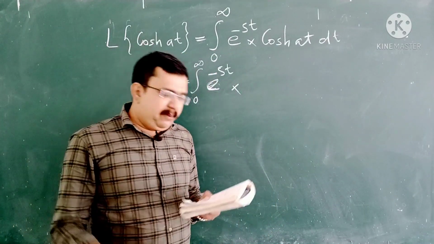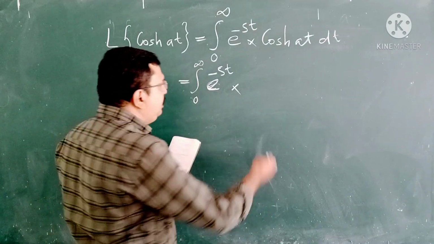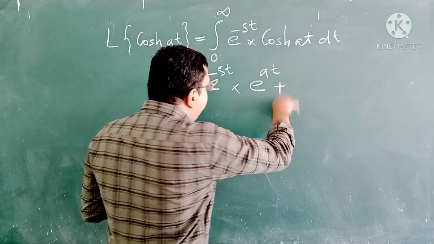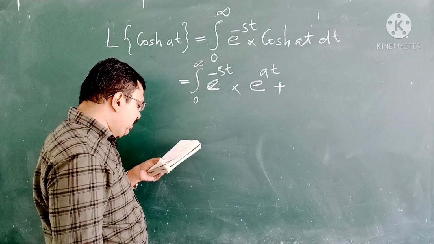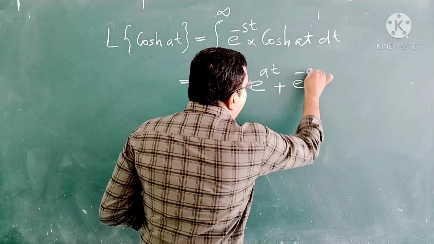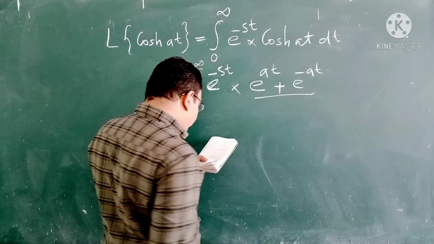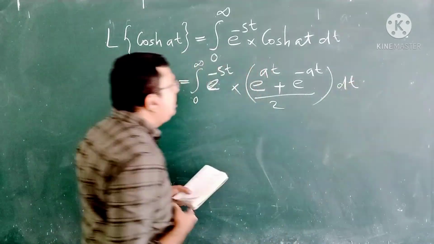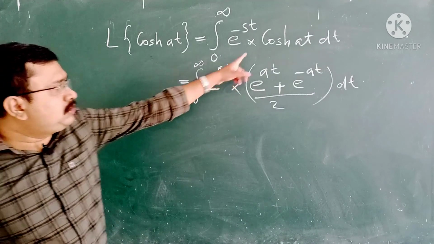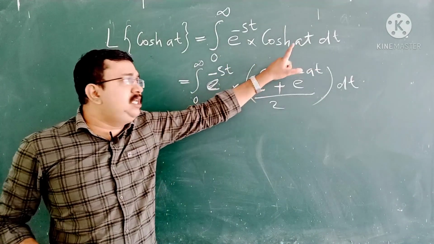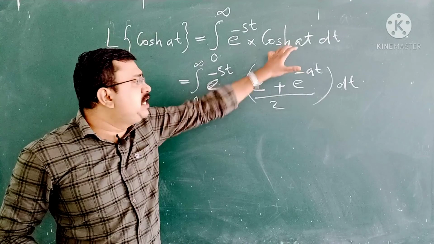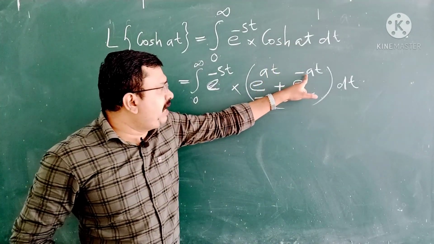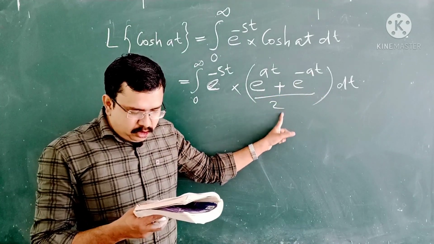We know that the hyperbolic function cosh at is equal to e raised to at plus e raised to minus at divided by 2, into dt. Okay, remember, what is cosh at? cosh at is the hyperbolic function of cos, that is equal to e raised to at plus e raised to minus at divided by 2.